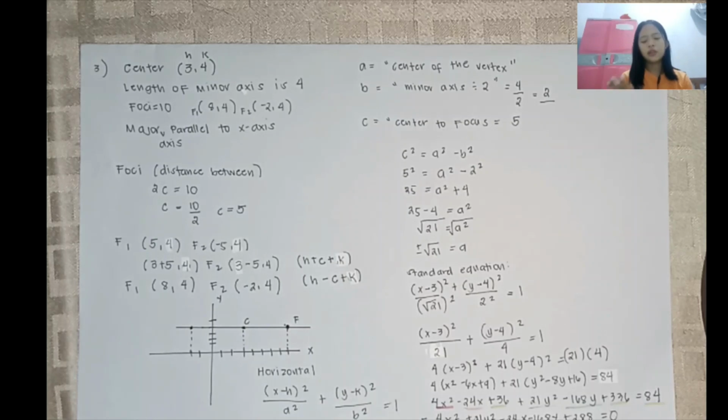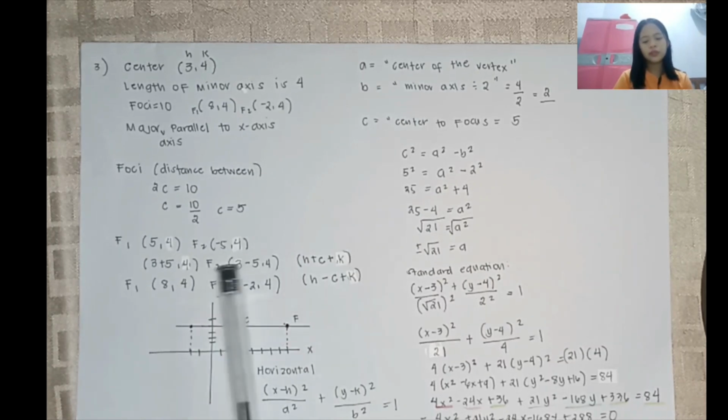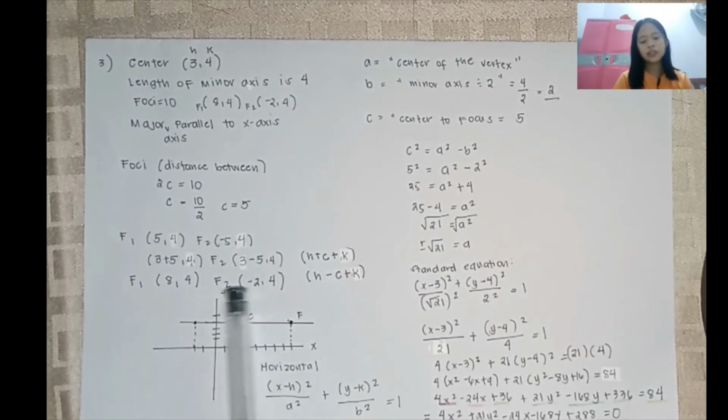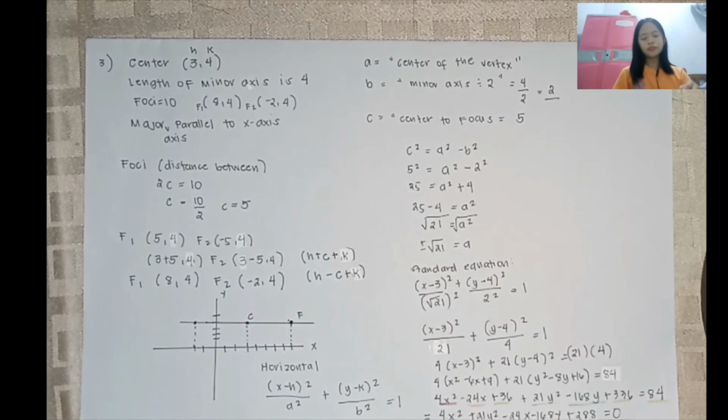If we simplify, 3 plus 5 is 8, so focus 1 is (8, 4). Focus 2 is 3 minus 5, which is negative 2, and bring down 4, so focus 2 is (negative 2, 4). Now we know the two foci, so we can graph it.